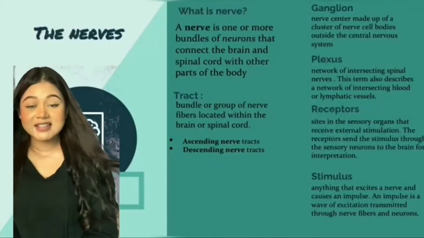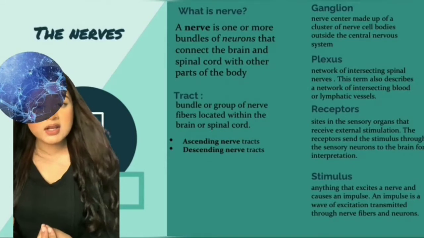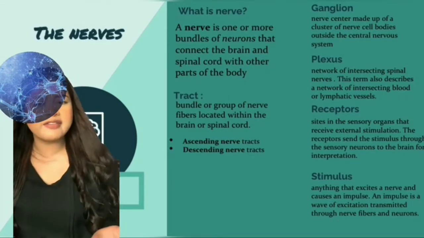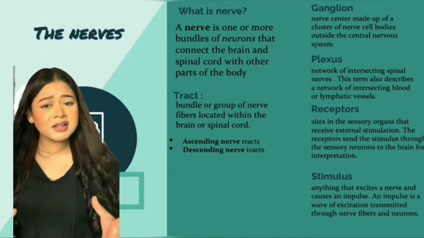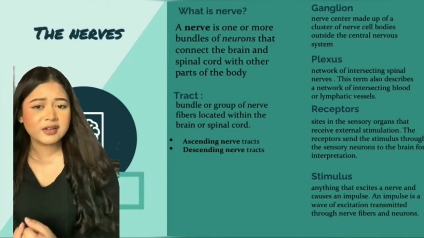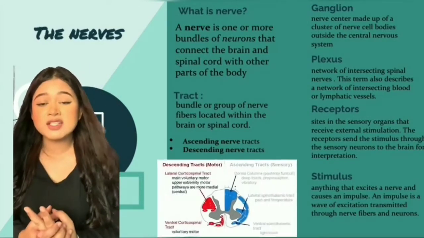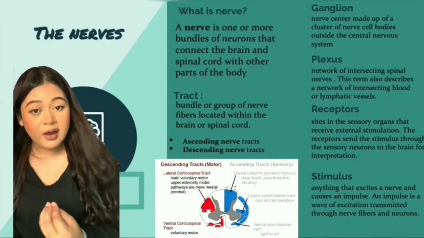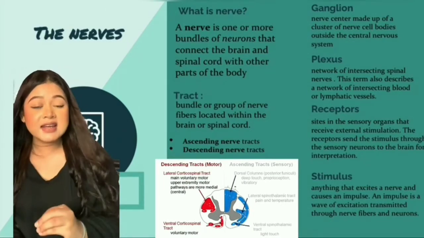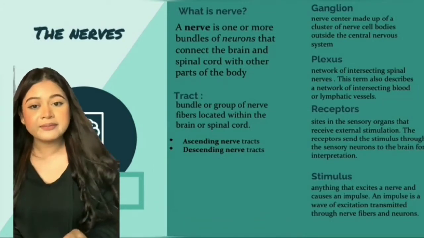So next is the nerve. A nerve is one or more bundles of neurons that connect the brain and spinal cord with other parts of our body. A bundle or group of nerve fibers located within the brain or spinal cord is called a tract. There are 2 types of tract: ascending nerve tracts, which carry nerve impulses toward the brain, and descending nerve tracts, which carry nerve impulses away from the brain.